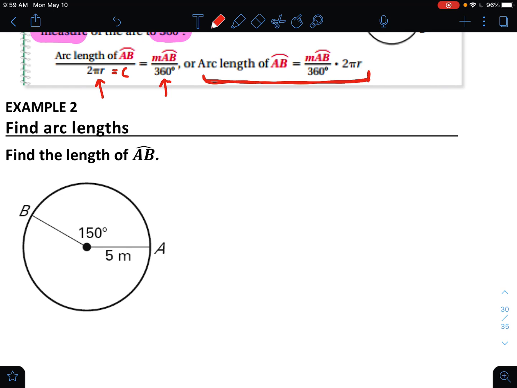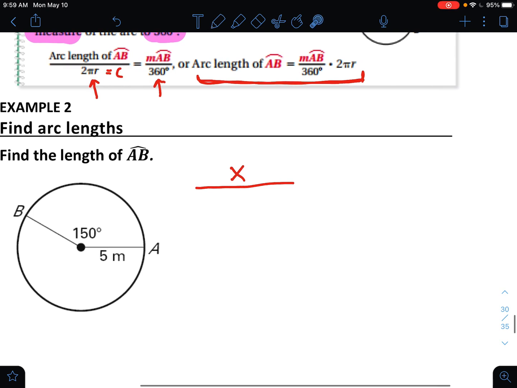Okay, so let's set number one up. Find the length of arc AB. Right here, the arc length: I don't know the arc length, so let's just call that X. Now, the denominator is the circumference. I don't know the circumference, but I can calculate it, so I'm going to plug that formula in: 2 times pi. I do know the radius is 5.